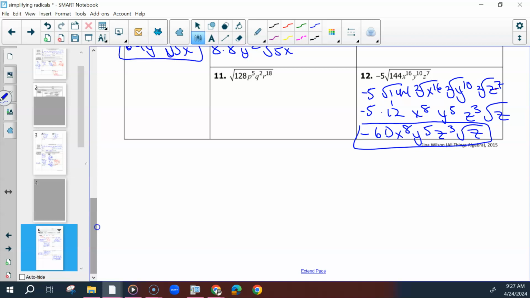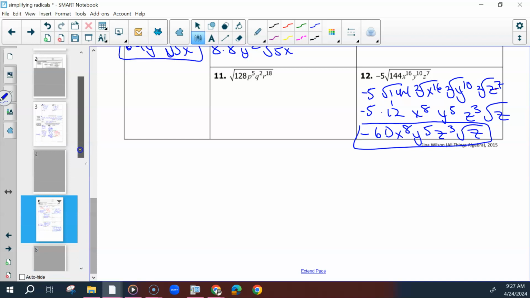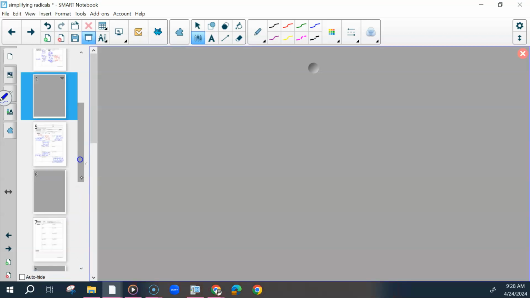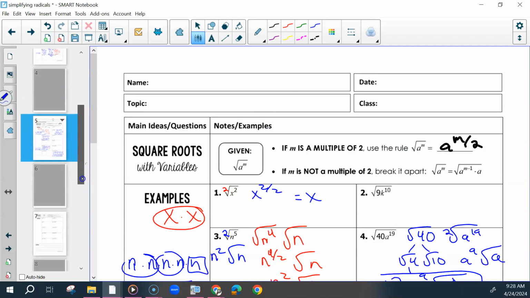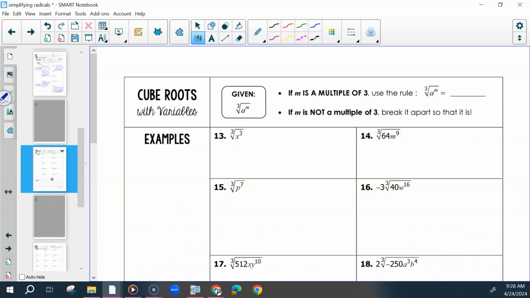Have any questions about how we simplify square root radicals with numbers and variables? Last thing we're going to do is the same thing but with cube roots, and then you guys will have time to practice. Go on to the back.